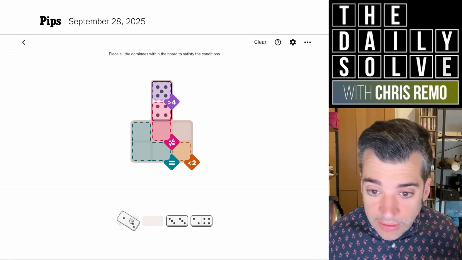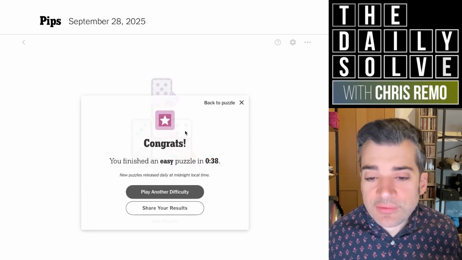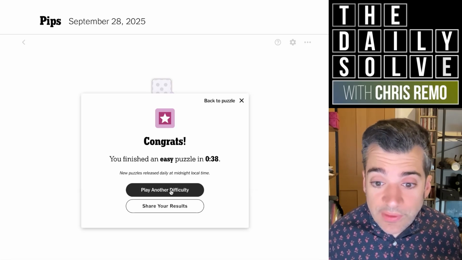So anyway, the less than 2 still needs to be a 1, which goes into the 3. So that's still the same. And then those two 3s go here. And it's what I had, but yeah, I just misread that symbol. Okay, there we go. That was the easy puzzle.